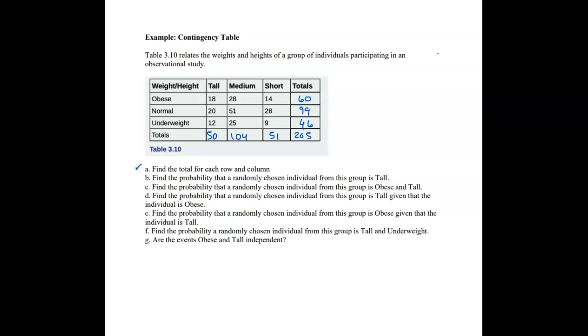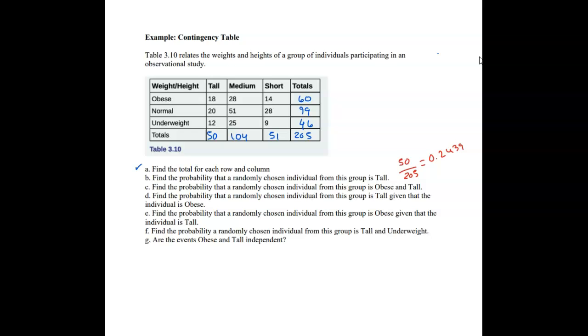All right, part B, find the probability that a randomly chosen individual from this group is tall. So for the whole group, out of the 205 people, you're counting how many tall ones there are. There are 50 out of 205. So the probability of choosing a tall person at random would be 0.2439. Do that division.